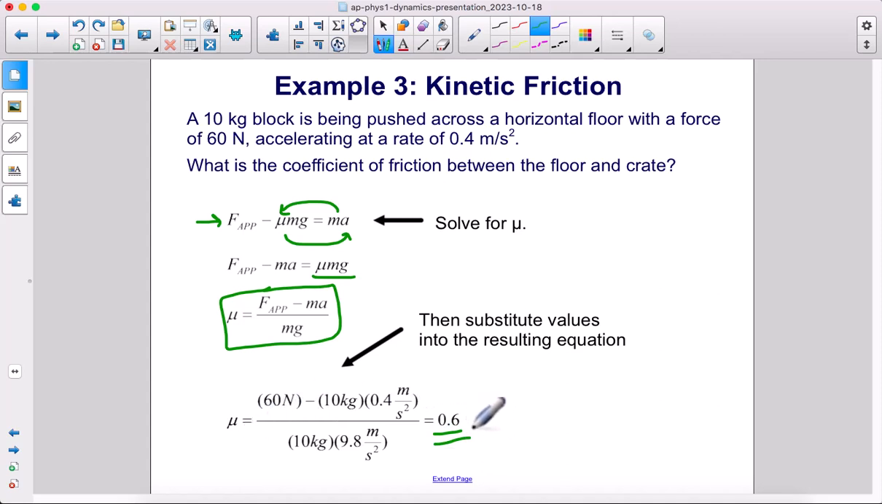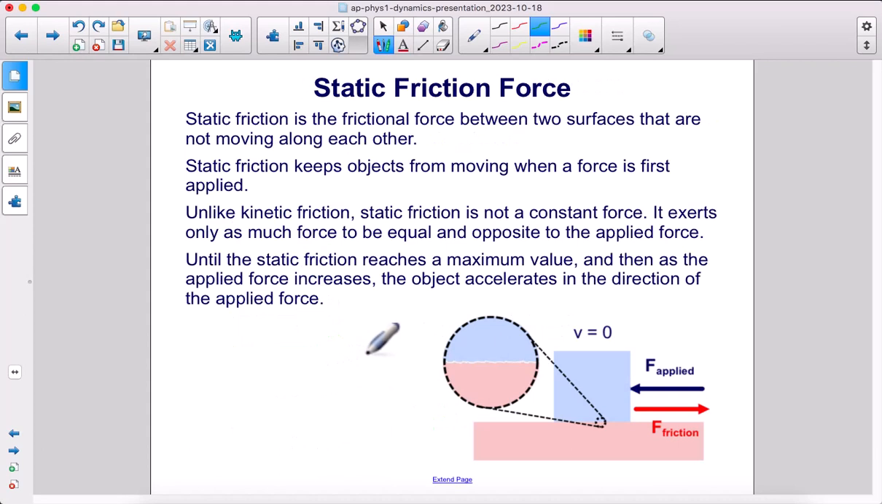There are no units. Mu is just a ratio, so it's just a number with no units, and it's generally between 0 and 1. Static friction is the frictional force between two surfaces that are not moving along each other. Static friction keeps objects from moving when a force is first applied.